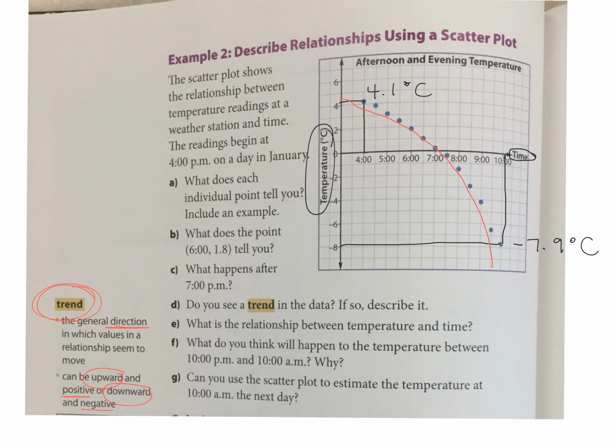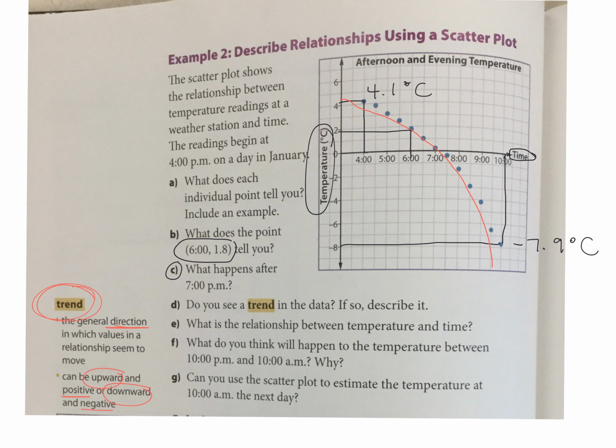What does this point tell you? 6 o'clock, 1.8. What does that mean? Yep. So this point 6, 1.8 tells us that the temperature is 1.8 degrees Celsius at 6 o'clock p.m.